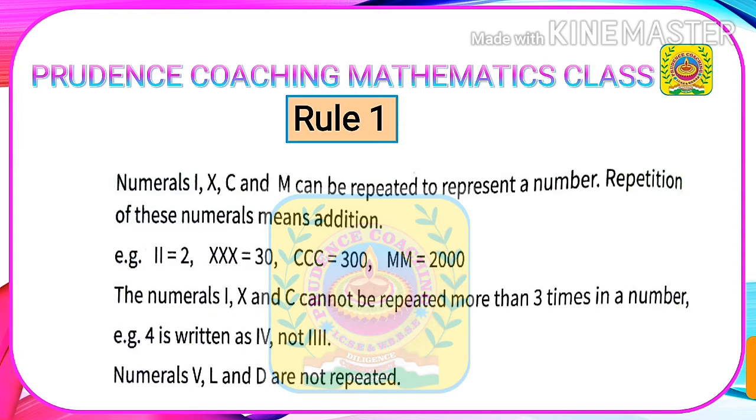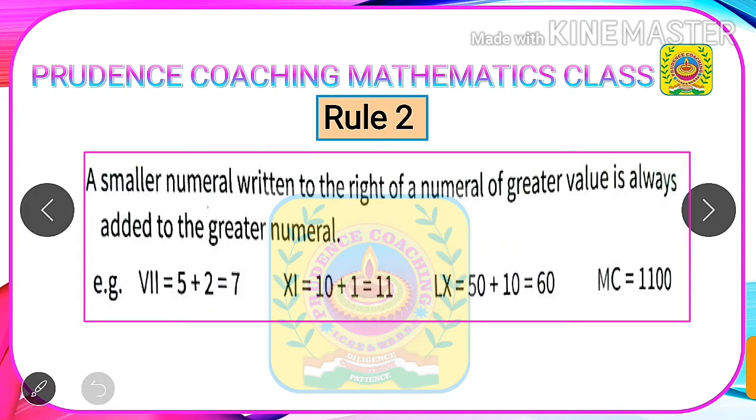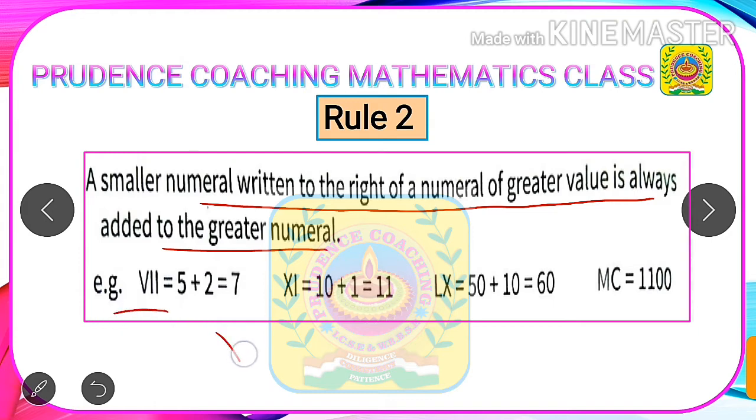Let us move on to rule 2. Rule number 2 is a smaller numeral written to the right of the numeral of greater value is always added to the greater numeral. Let us clarify this one with the help of an example. Here the first example is VII. So as we know, V means 5 and here I means 1 and this I means also 1. As we have written 2 I's beside each other, so it will be 1 plus 1, 2.